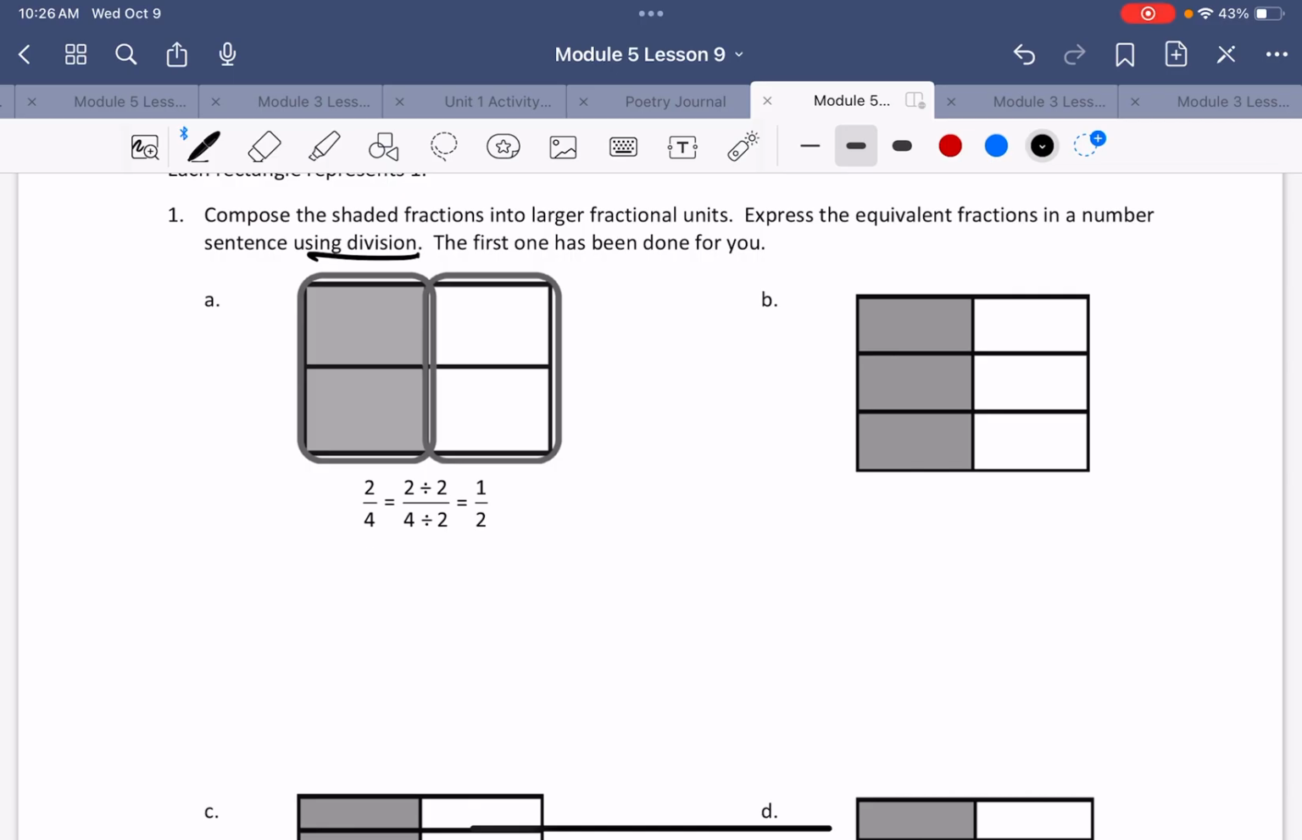So as you can see, they had 2/4, and they said if they divided 2/4 by 2, then that equals 1/2. So 2/4 is equivalent or equal to 1/2.